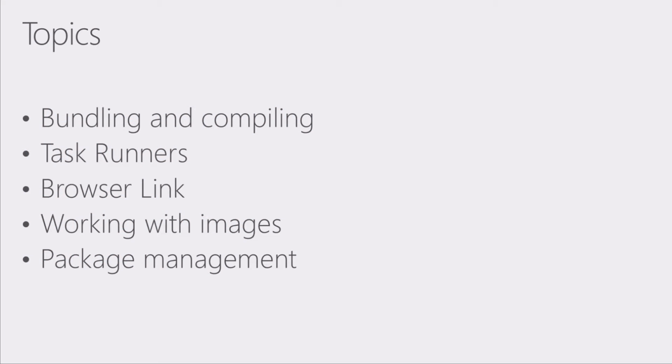Here's what we're going to talk about. We're going to talk about how we can do bundling and compiling, look at task runners, Browser Link, working with images, and package management. All are things that at some point we need in one or more of our web apps. And there's no particular order to this. We're going to mix and match all this stuff. And there's a few bonus things. If there's any time left, I have a few bonus demos to show you.